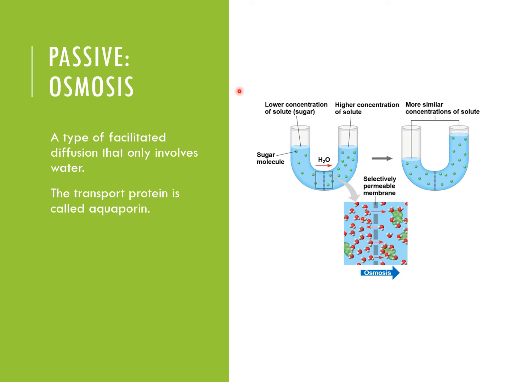Here is osmosis, like I talked about. It's just like facilitated diffusion, you have your own little proteins, but the protein that allows water to come in and out is called aquaporin. And so you can see right here we have the water, and because there's a higher concentration of solute over here, the water wants to balance that out, and so the water will move, causing the water to go up over here.